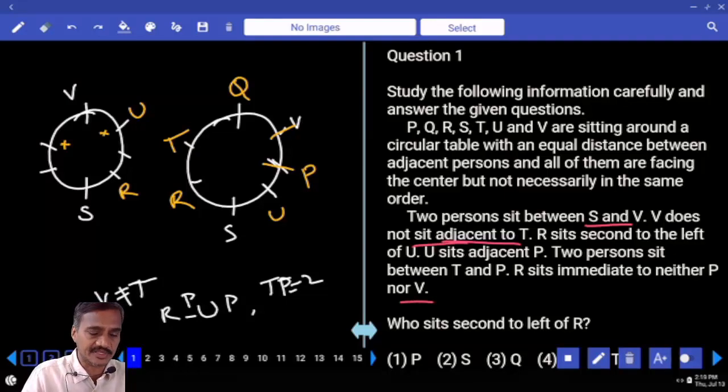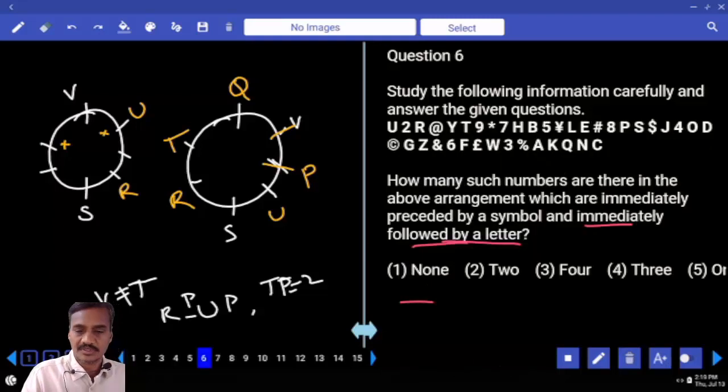Hence what is the final arrangement? SR, TQ, VP and E. Now this is about question numbers 1 to 5. Then next one, 6 onwards. Now coming to question number 6 to 10, they are based on sequence.